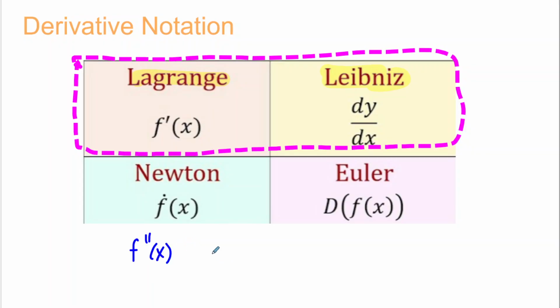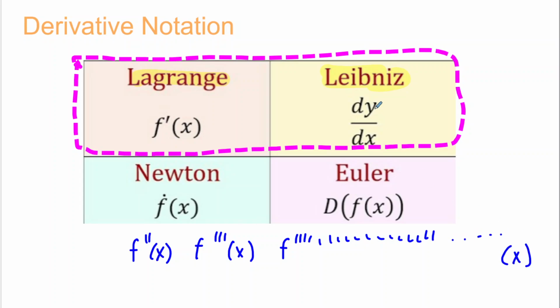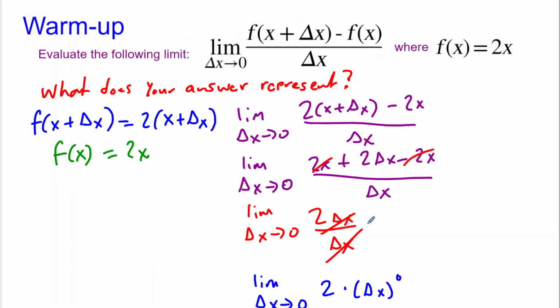Three times, f triple prime of x. Four times, f prime prime prime prime. No, it's not this. I was just trying to show that we don't want to write all this for how many times we do the derivative, or in this case, that limit that gives us the slope function. Again, it's also called the derivative. Why don't we just say derivative from now on? Derivative is just the slope function.